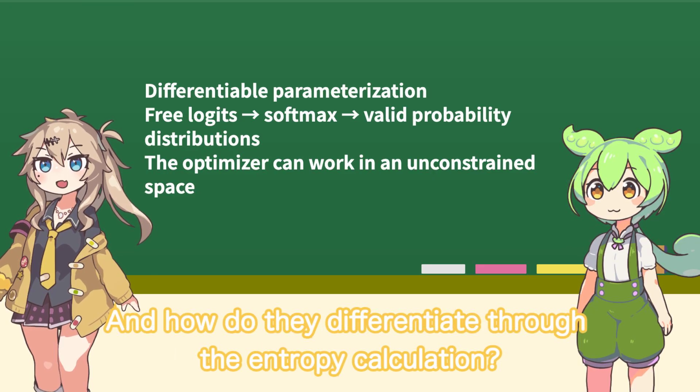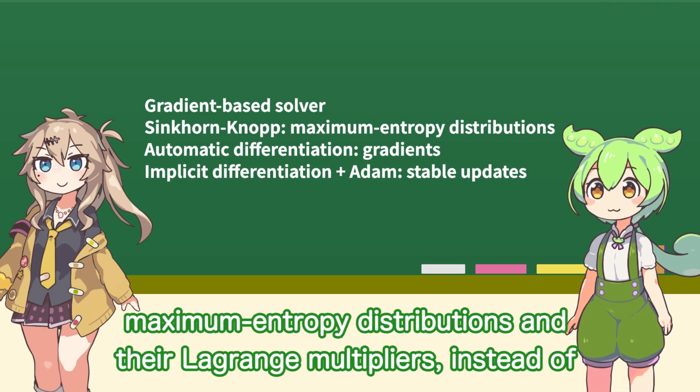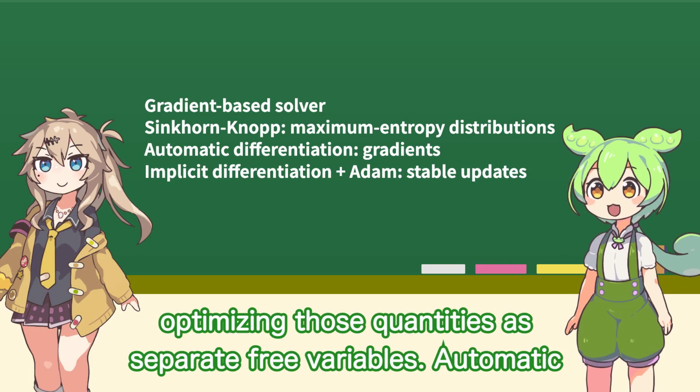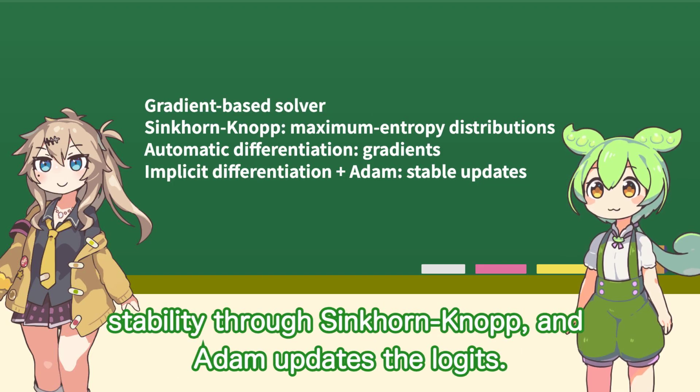And how do they differentiate through the entropy calculation? They use the Sinkhorn algorithm to obtain the maximum entropy distributions and their Lagrange multipliers, instead of optimizing those quantities as separate free variables. Automatic differentiation supplies gradients. Implicit differentiation improves stability through Sinkhorn, and Adam updates the logits.